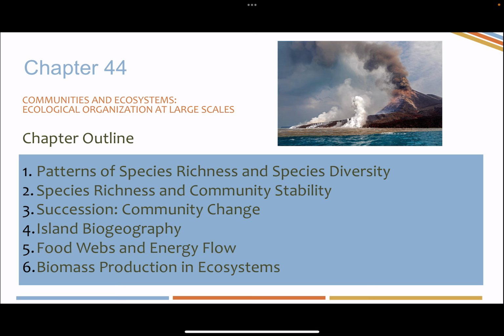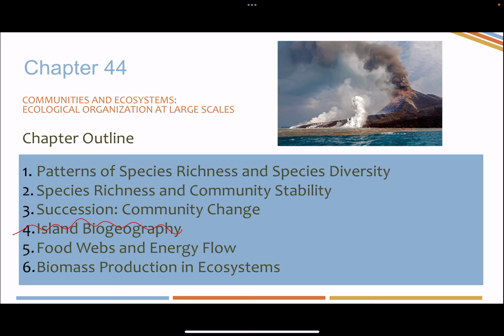We're going to start off talking about species richness and diversity, and this is a measure of the number of organisms of different types in their particular areas. Then we're going to talk about how that affects the stability or the balance within an ecosystem, and then we'll move into how those communities change. We're actually going to skip the section on island biogeography, although of course this is available if you find it interesting and would like to learn a little bit about it.